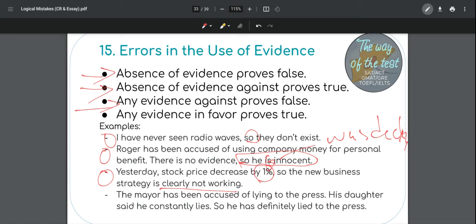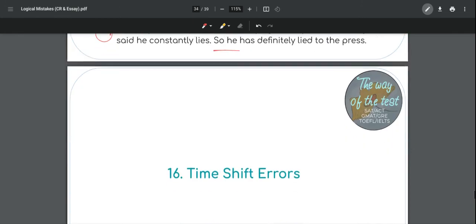They're just strengthening, which makes it a little bit more likely, or weakening, which makes it a little bit more unlikely. So the last type, "any evidence in favor proves it's true," is kind of the opposite of the third one. You see it in the last example here. The mayor has been accused of lying to the press. His daughters say that he constantly lies, so he has definitely lied to the press. Again, just because we have one tiny piece of information does not mean that the big argument is true. Okay, again, try to find this in your day-to-day life.